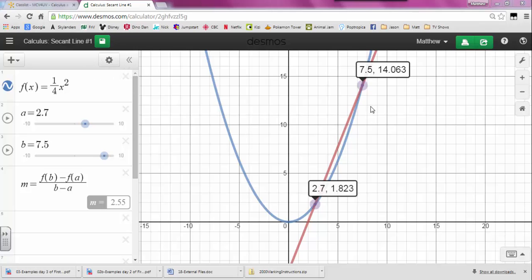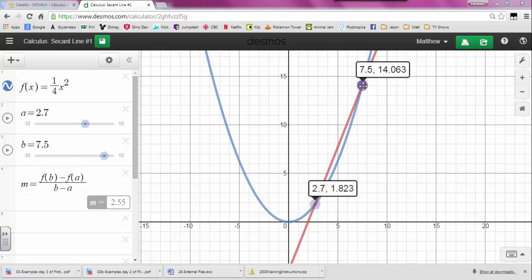Okay, so I want to go through a quick little example here. I mean, it may not be that quick, but I'll try to keep it quick on how a secant line, so how the line between 2 points can be used to allow us to determine the slope at a given point.